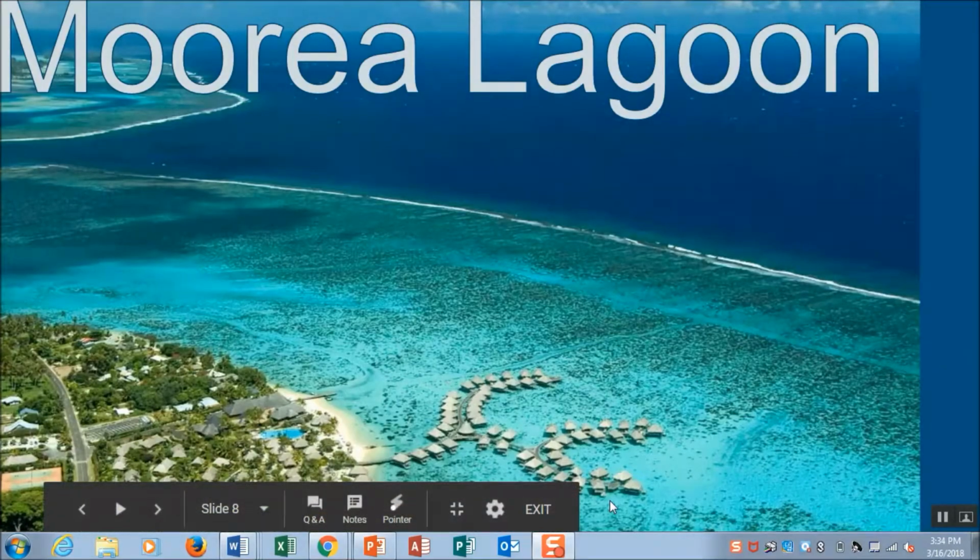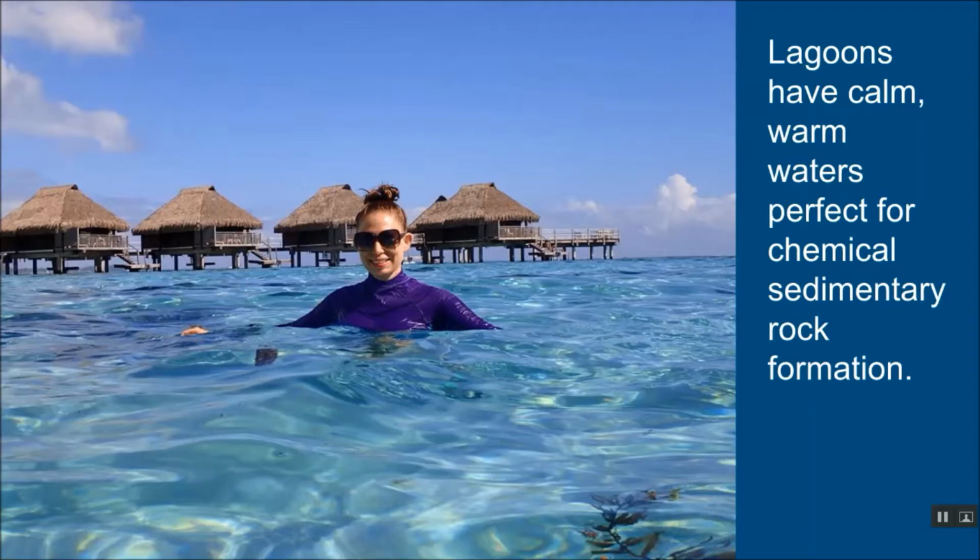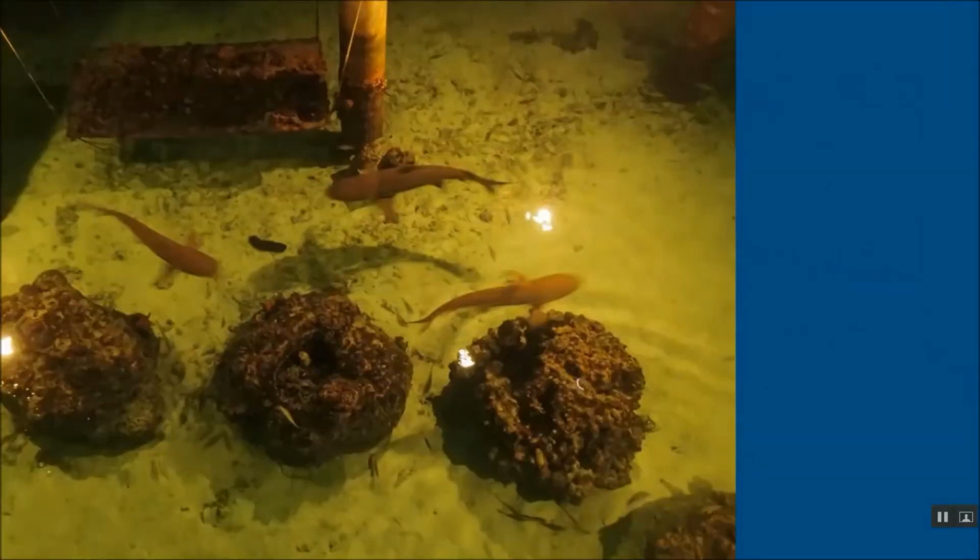Here's another example of where chemical sedimentary rocks form: in a lagoon. You see this light blue area here? This is the lagoon that surrounds islands in the South Pacific. Chemical sedimentary rocks form in areas of calm, warm waters, and so this is a perfect example of this.